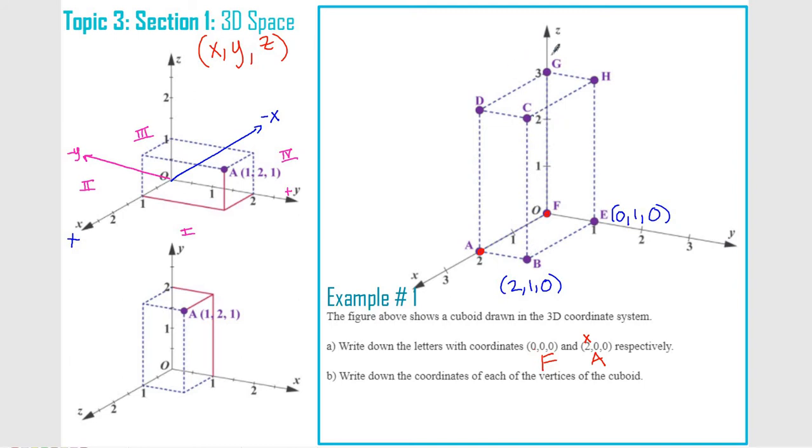All right, so now let's go up here to G. G only moved along the z-axis. See how it's on that? It's not moved x or y. So that would be 0, 0, 3. H, we moved a y direction as well. So here, x doesn't move, but y is 2, and z is 3. D, we moved along x, but not along y. So that would be 2, 0, 3.